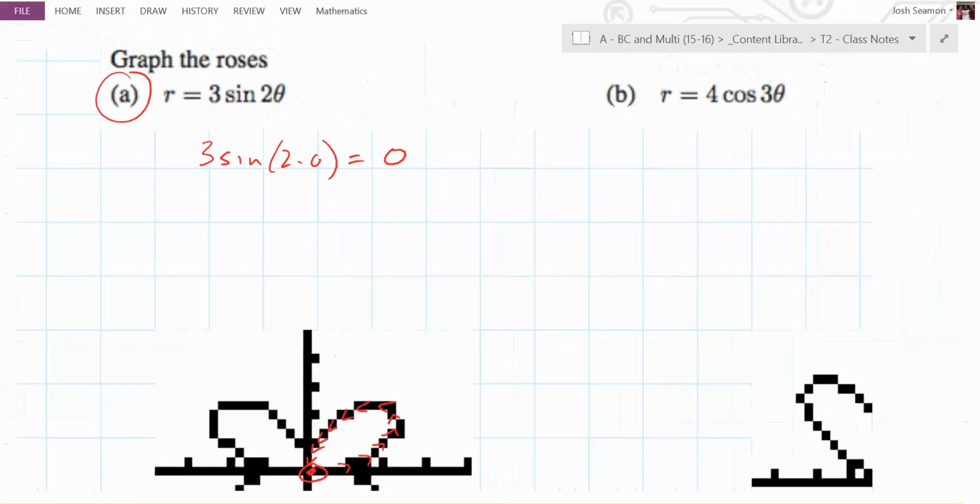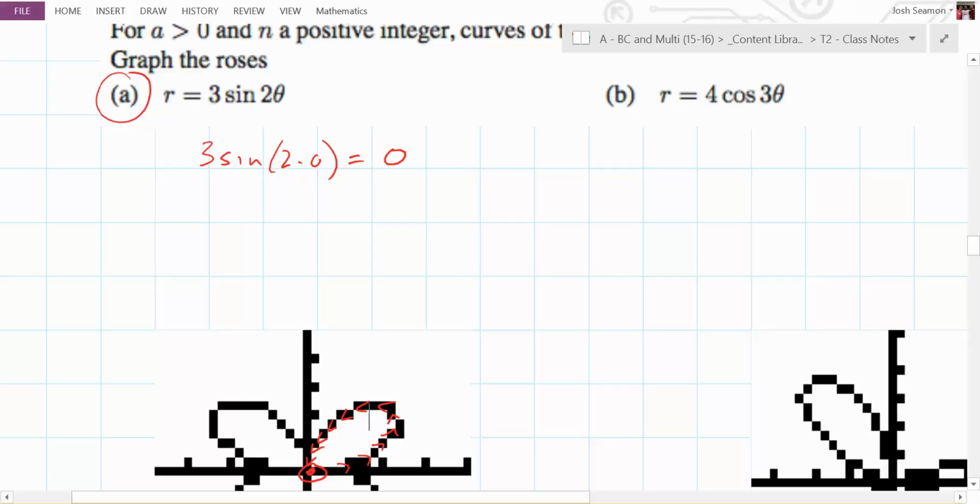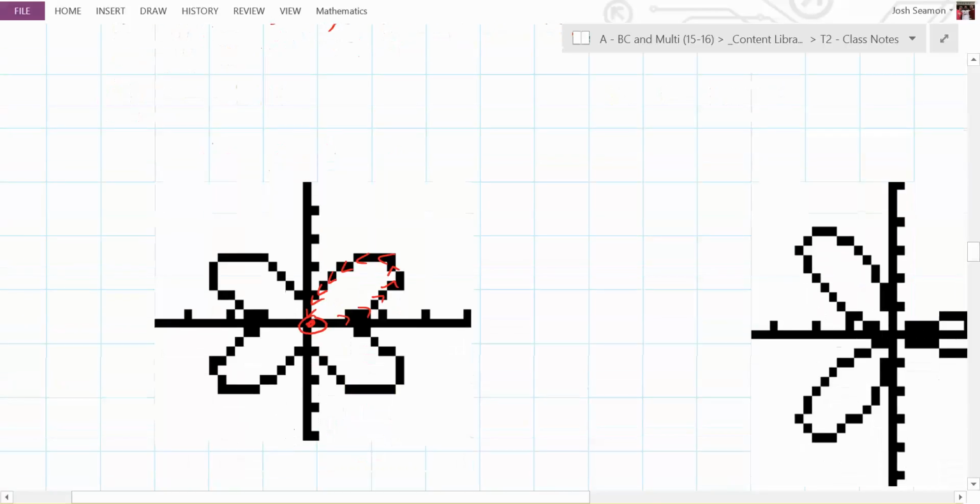What's the original equation, everybody? 3 sine 2 theta, right? So sine of pi over 2, because pi over 2 times 2 is pi. Sine of pi is 0. So what does it do here? So this petal right here is 0 to what? Pi over 2. Where does it go next?